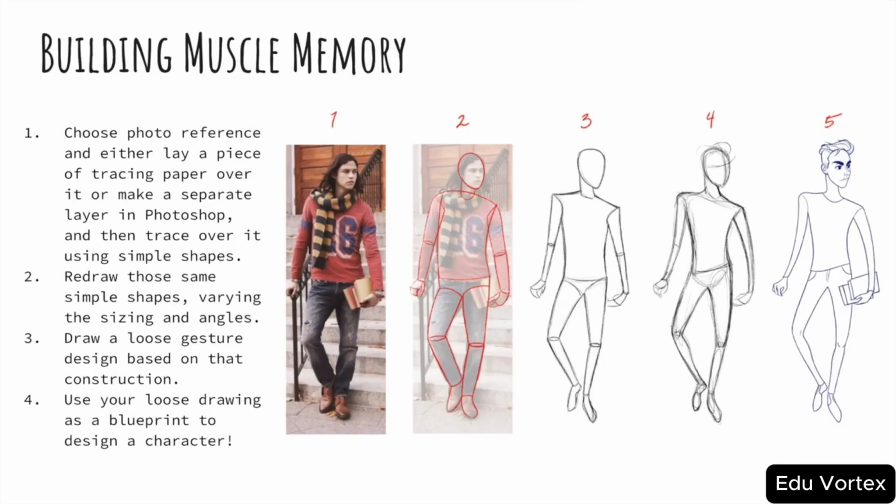The next exercise is good construction practice that will help you build muscle memory and up your figure drawing skills. So what you do is choose photo reference and either lay a piece of tracing paper over it or make a separate layer in Photoshop if you're working digitally, and then trace over it using simple shapes. Redraw those same simple shapes, varying the sizing and angles. Draw a loose gesture design based on that construction, and finally, use your loose drawing as a blueprint to design a character.